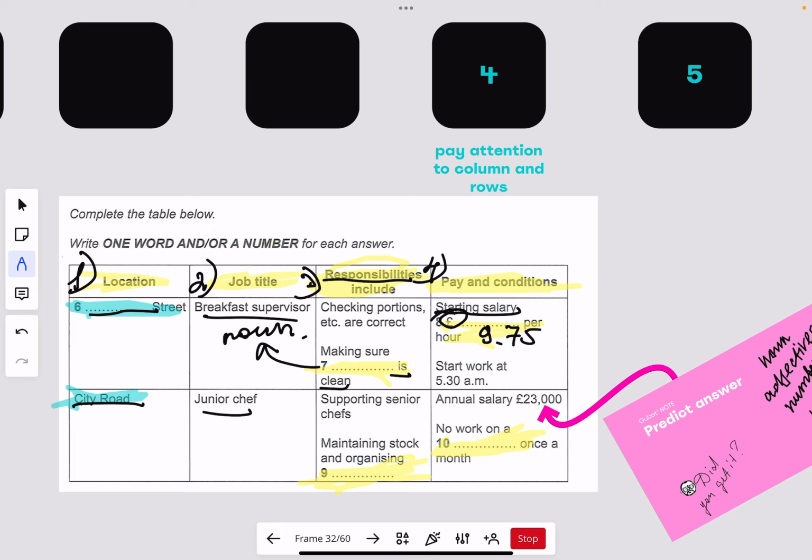So, okay, next one, and okay, the location is already given. Junior chef, the job title is already given. So, this is the responsibility, yeah.